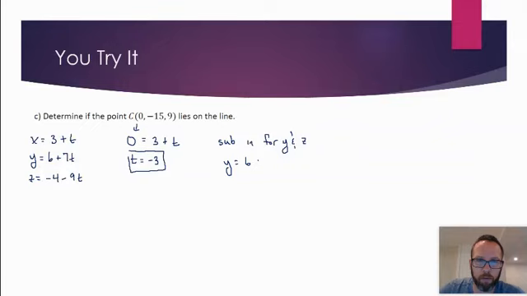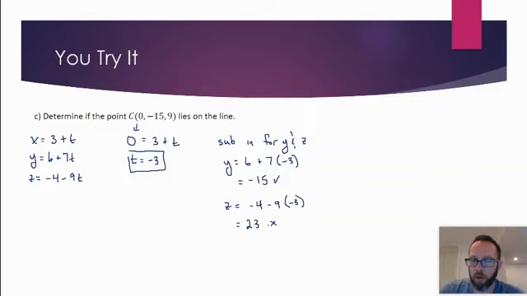y is 6 plus 7 times negative 3. 6 minus 21 is negative 15. That's good. z is negative 4 minus 9 times negative 3. And negative 4 plus 27 is 23. And that's not good. So it worked for y, but it doesn't work for z. So 0, minus 15, 9 is not on the line. Not our guy. No, the answer is no.